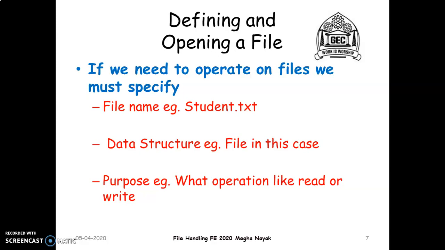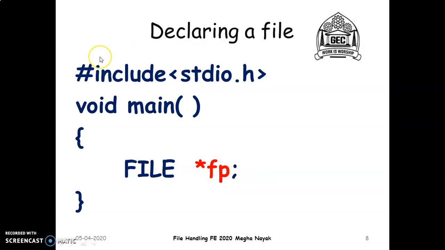In this case, we'll have to specify what is the data structure. Since we are dealing with files, the data structure is the file itself. And you also have to specify the purpose for which you are opening the file. Maybe it could be for reading purpose or for writing purpose. So how do we declare a file?